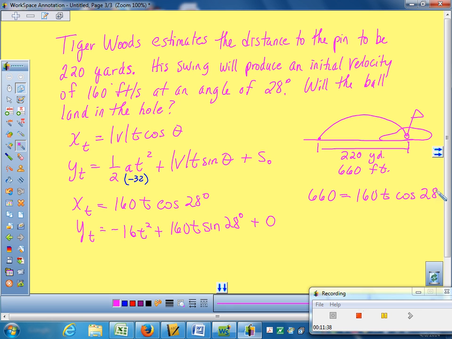Well, what math do I need to do here to get t by itself? Yeah. Divide by 160 cosine of 28. Get both of those to cancel. Okay. And you're going to have to punch that in your calculator and get a value. I actually have the answer is 4.7, rounded off.